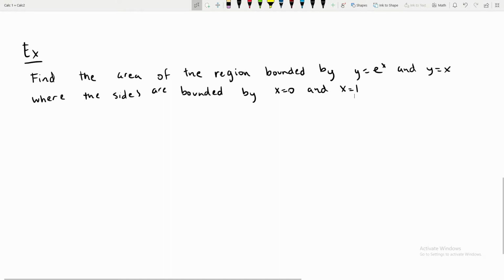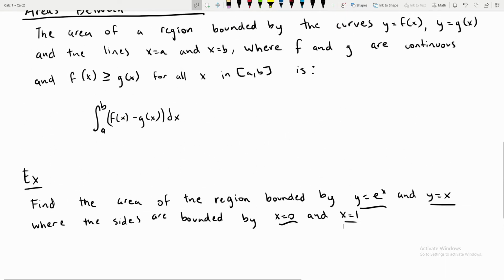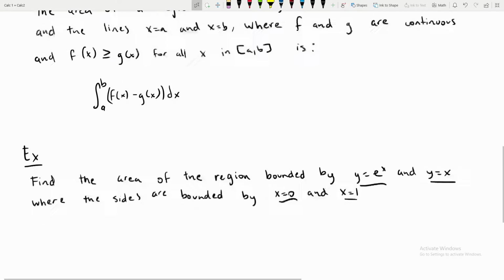Here's an example problem that we could encounter on a test or a quiz or something like that. It's basically asking us to find the area of the region bounded by these two curves, and the sides are going to be x equals 0 and x equals 1. So actually this is a pretty standard problem. I mean, we can just apply the definition that we saw earlier up here.